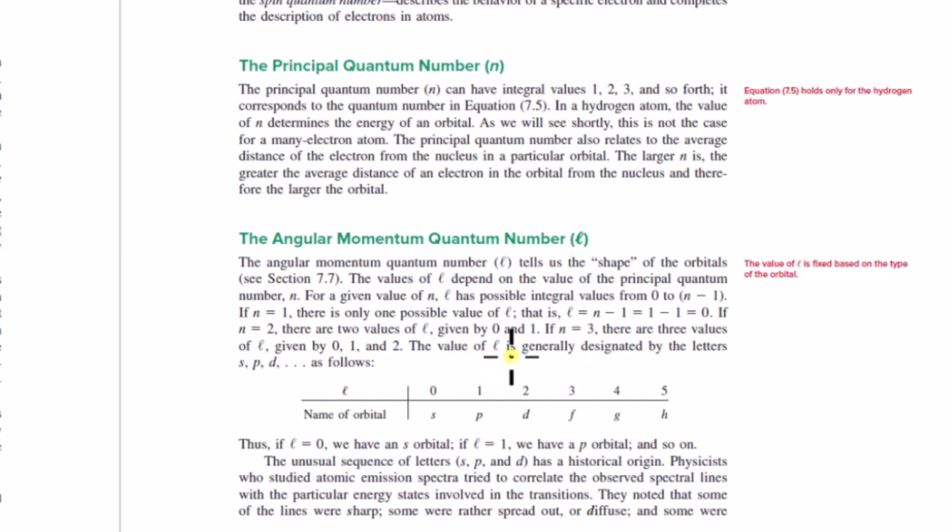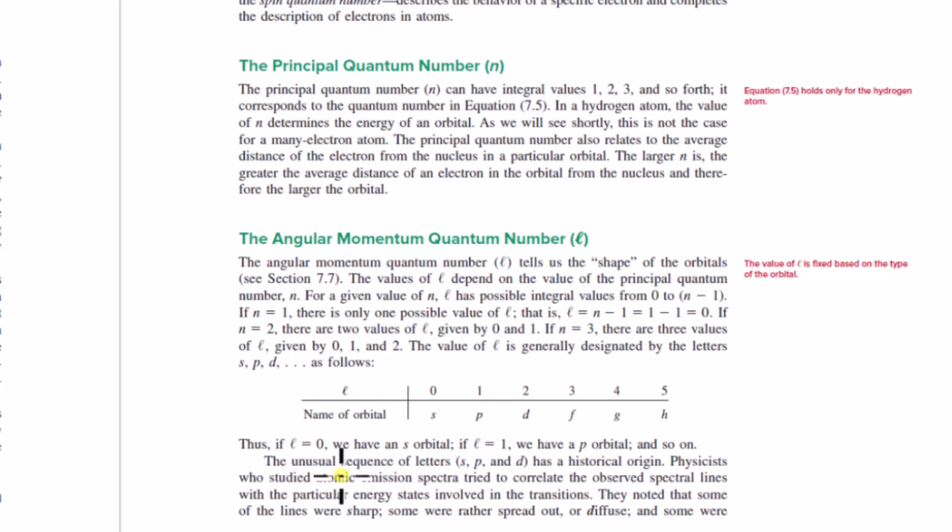Okay, the value of l is generally designated by the letters s, p, d, etc. as follows. So these l values are associated with these letters. You can say that the 0 l value, you call that s. The l value of 1, you call that p. This also represents the shape of the orbital. If you have an l value of 0, then you think of a certain shape, and that shape is the shape of an s orbital. So for example, if l is equal to 0, then you're talking about an s orbital, because remember, the l value is talking about the shape of the orbital. If l is equal to 1, you're talking about a p orbital shape.